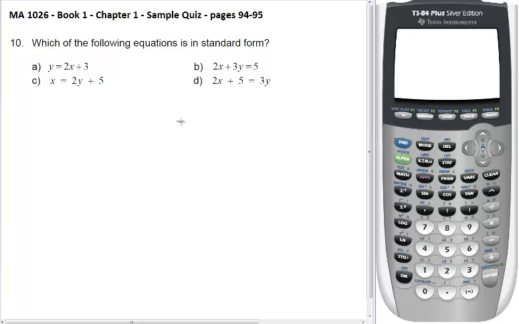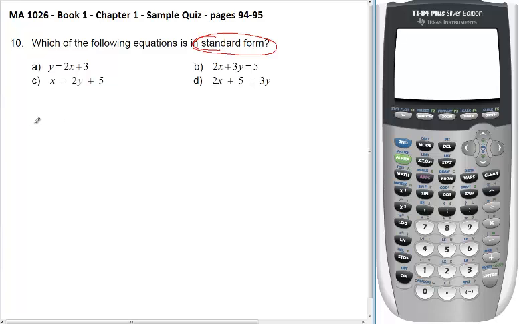Good day, students. Today we're looking at the solution to number 10 multiple choice in your sample quiz, book 1, chapter 1, math 1026. It asks which of the following equations is in standard form. Standard form. Okay. Now there are several forms of a linear equation.